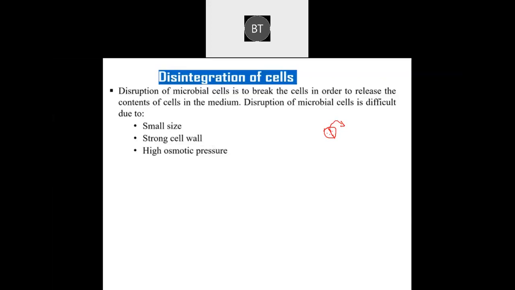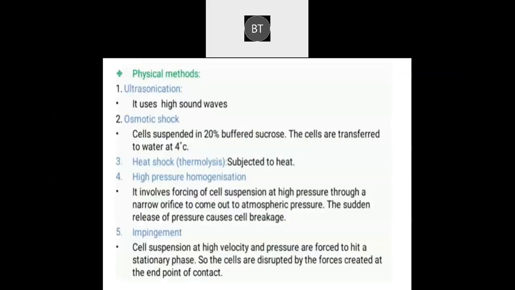So disruption of the microbial cell is difficult to do. Why? Because of the small size of the cells, and strong cell walls will be present in some of the plant cells and microbial cells, and we have to use a high osmotic pressure. So we can look into the different types of equipment which are used for disrupting the cells.